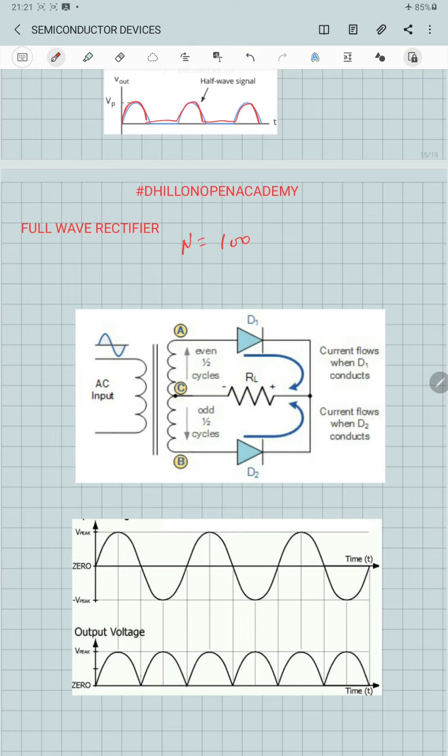Now the connection is very simple. Two diodes D1 and D2 are used. Diode D1, its positive terminal is connected with the first turn, that is to the point A, the upper terminal of the secondary coil.